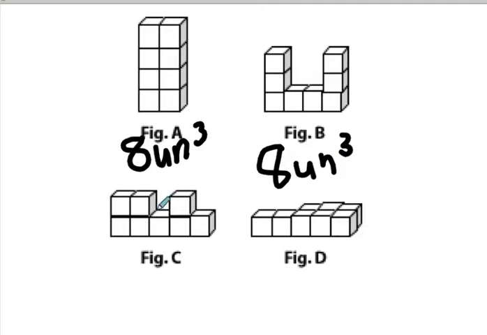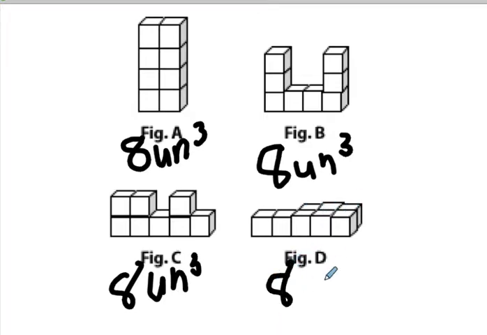Here's a gap, so I want to make sure that there's no counting of this in here. There's nothing. There's a missing cube here, so I'm not going to count that space. 1, 2, 3, 4, 5, 6, 7, 8. 8 units cubed, or cubic units. Okay, there's nothing back in this section, so I got 2 here. 1, 2, 3, 4, 5, 6, 7, 8. So there's 8 units cubed.